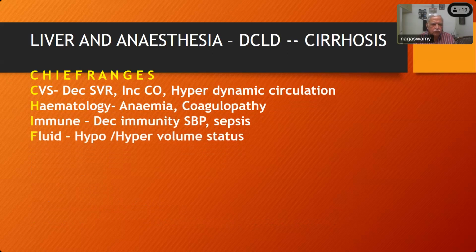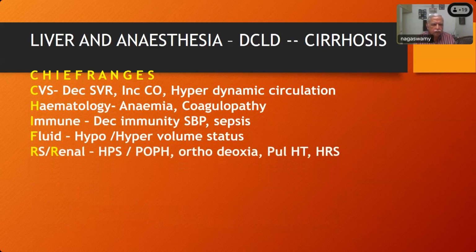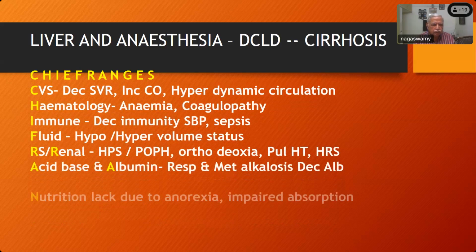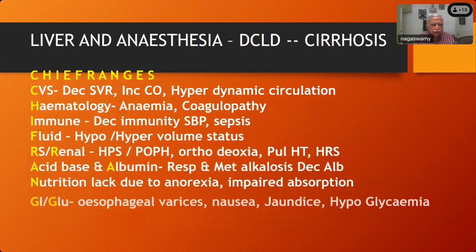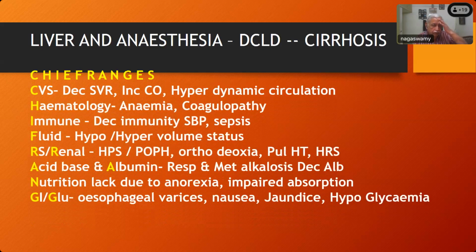Cardiovascular system, there is a decrease in SVR, increase in cardiac output, so there is a hyperdynamic circulation. And hematology, it can be anemia or coagulopathy, and immunodeficiency will be there, which can produce spontaneous bacterial peritonitis or sepsis. And the patient can be hypo or hypervolemic. And renal, it can produce hepatorenal syndrome.